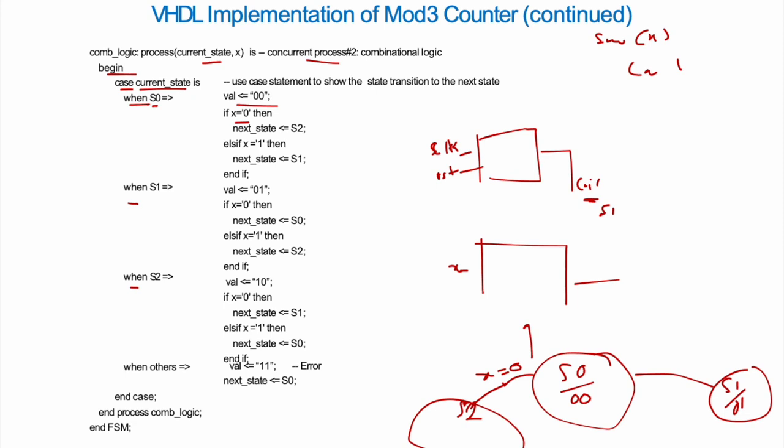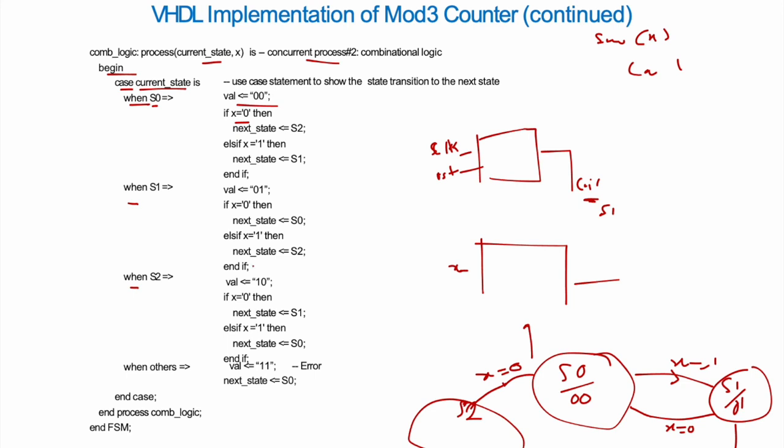And again, we check: is X equal to 1? Again, in S1, if the value of X is 0, then go back. Else, if X is equal to 1, then go to S2. Which is what we have at this point.